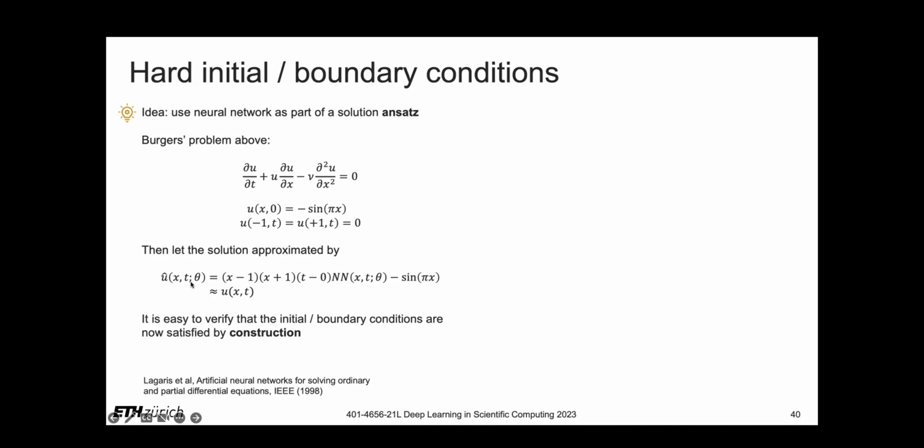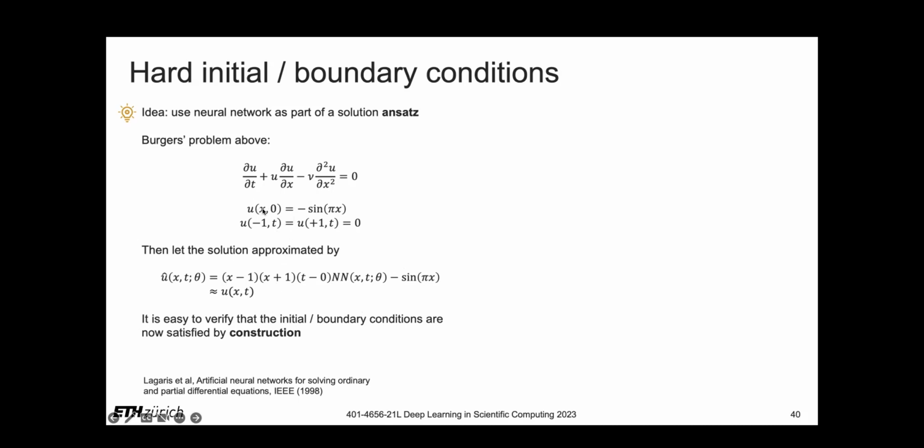So then we're going to train this instead of just the standard neural network. And what you can fairly easily see is, no matter what the neural network learns, the network here could, in general, learn any arbitrary function. Whatever it learns, this ansatz is always going to satisfy these initial conditions. So let's test it out.